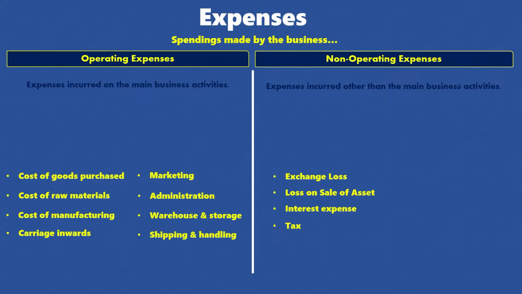Exchange loss is opposite to that. In this case, I had to pay you $1 million, but because the exchange rate has moved, I have to pay you some extra, let us say $1.2 million now. So this extra $0.2 million payment that I just had to pay you because of the market fluctuation of the exchange rate, this will be called non-operating.